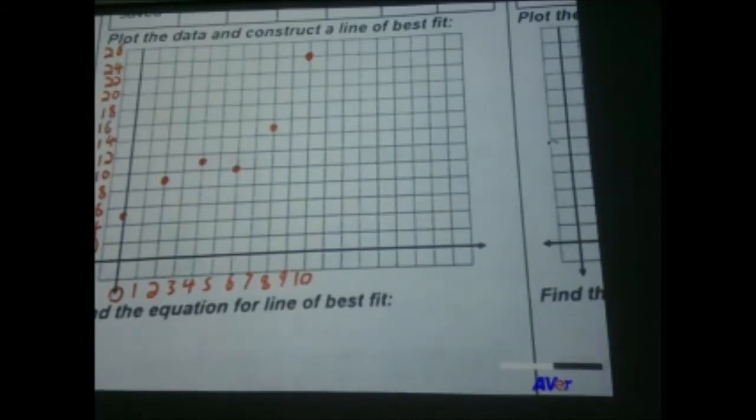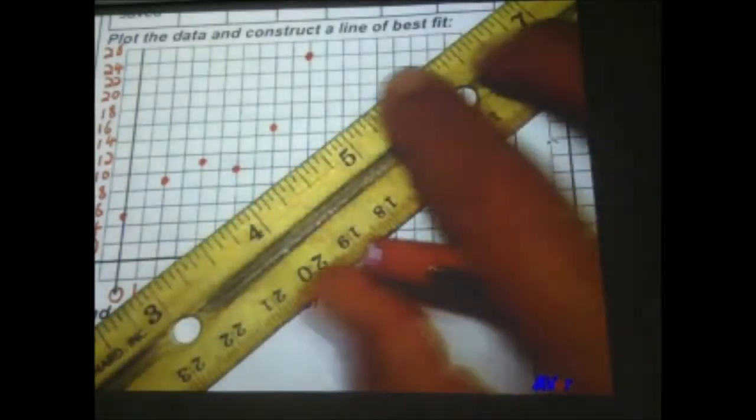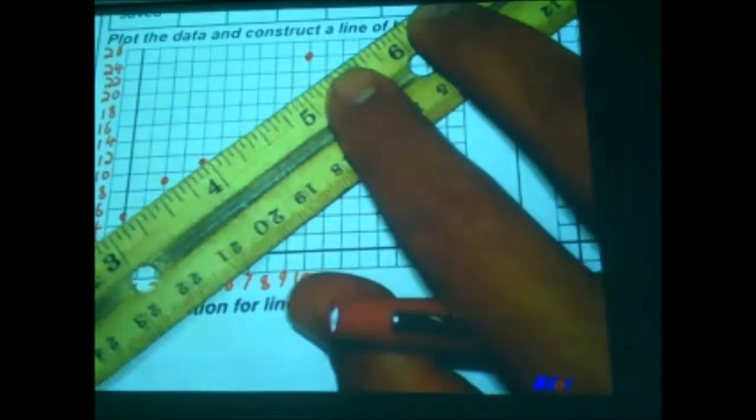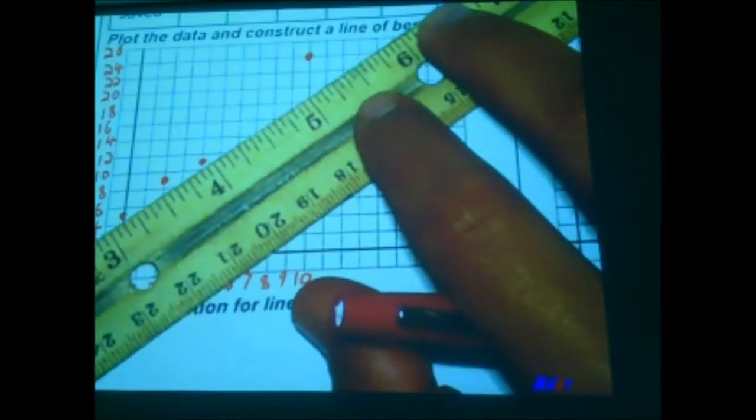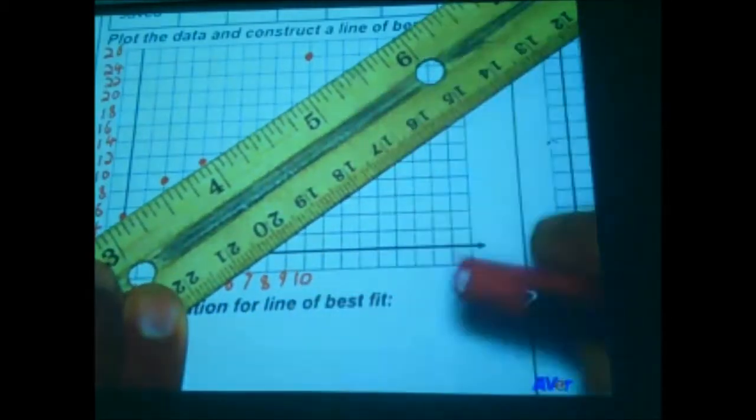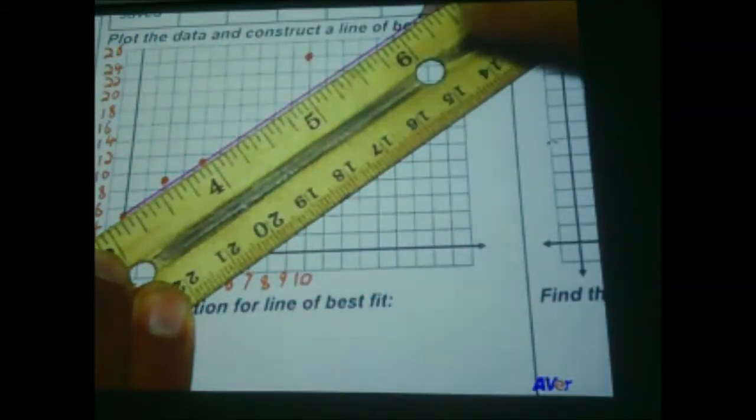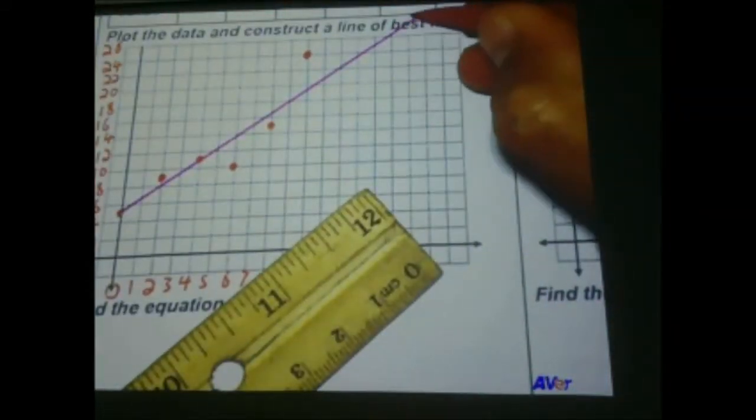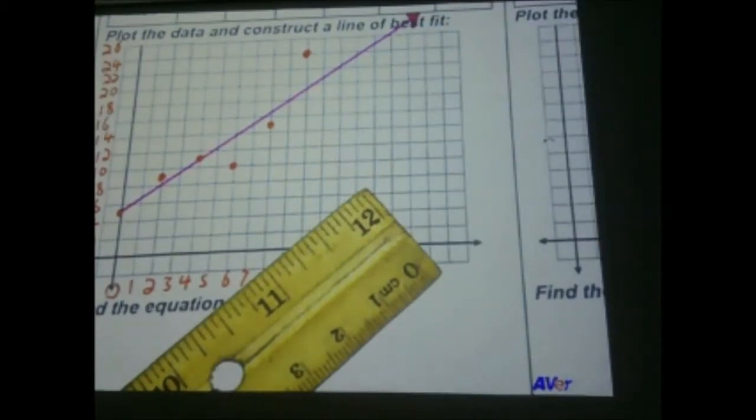It also says construct a line of best fit. So we're going to take a ruler and just estimate a line that fits the data the best. My line is going to be something like this, but as we know, every line of best fit is a little bit different. But mine is right there.